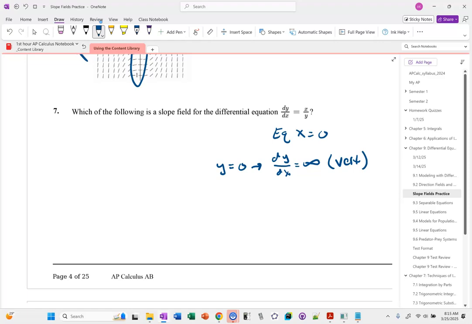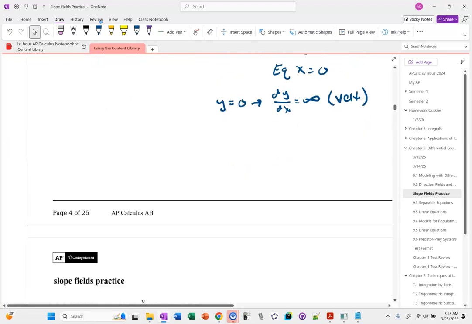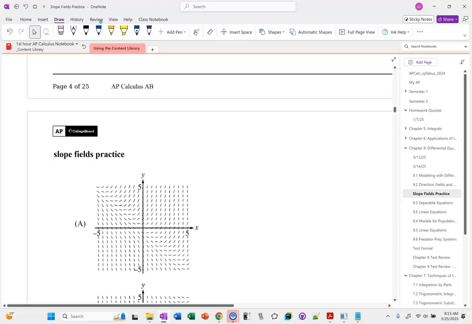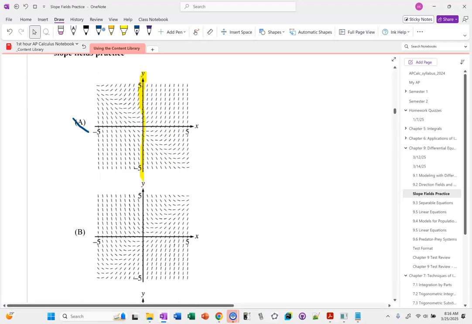So there, the slope field should go vertical at y equals 0. Everybody agree with that? So that's the first thing I'm going to look for: I'm going to eliminate anything where I don't have horizontal slopes at x equals 0. So x equals 0 would be this line here. Do you see vertical or horizontal slopes there? I don't. You're gone.